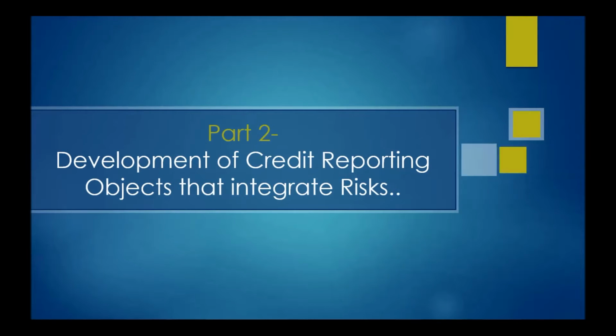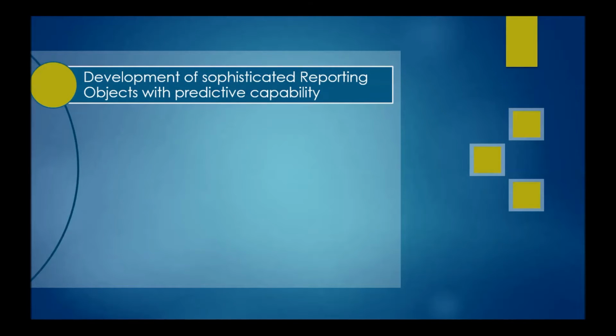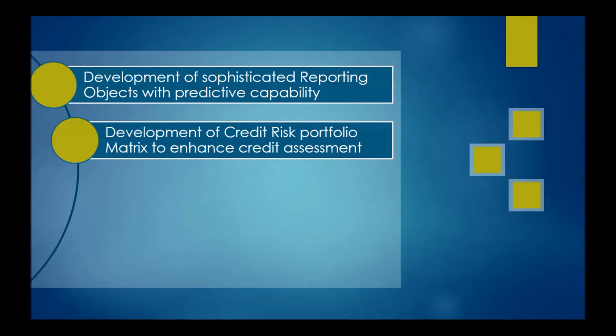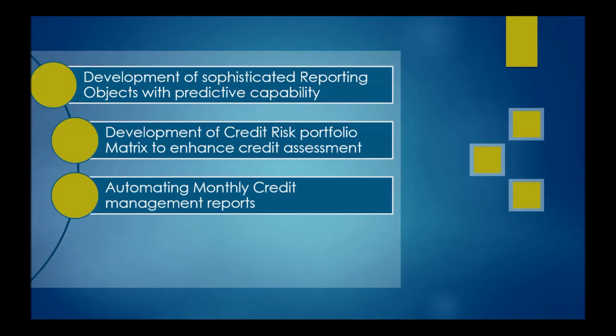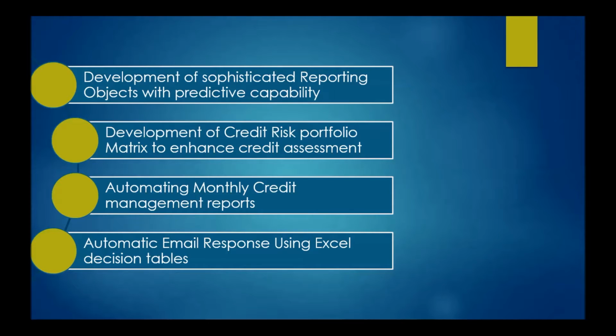Today I hope to consider mainly the risk part of reporting and analysis in our session. So I've divided our sessions around the following four major areas. Firstly, I'm going to describe the sophisticated reporting objects with predictive capability. Secondly, credit risk portfolio metrics to enhance credit assessments. Thirdly, automation of monthly credit management reporting. And then I'll move on to automation of email response using Excel decision tables.